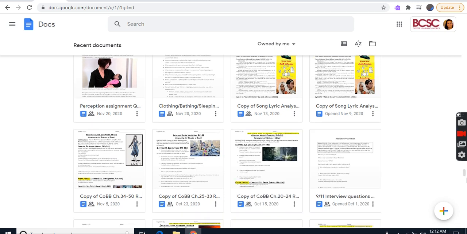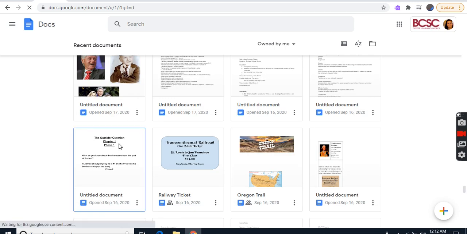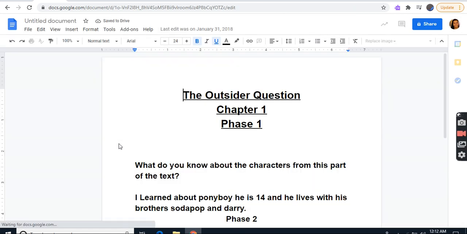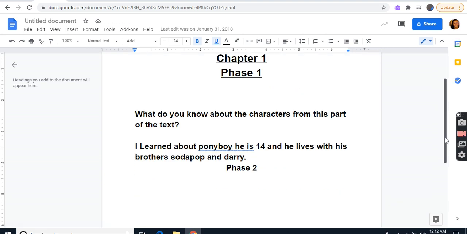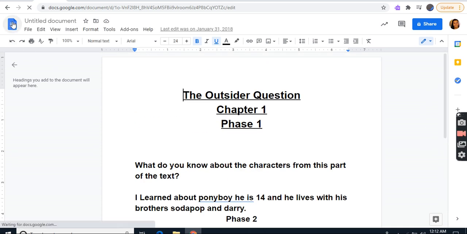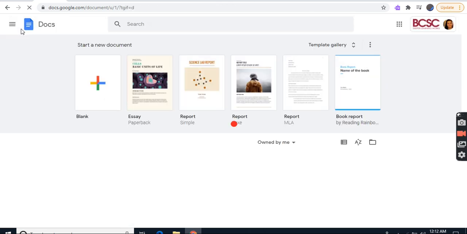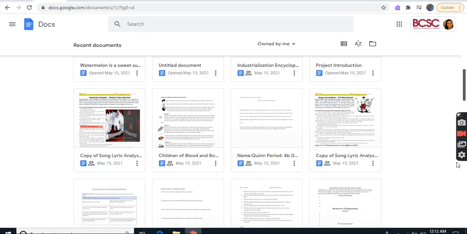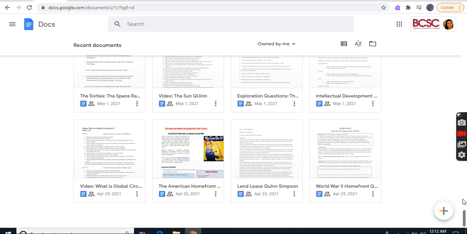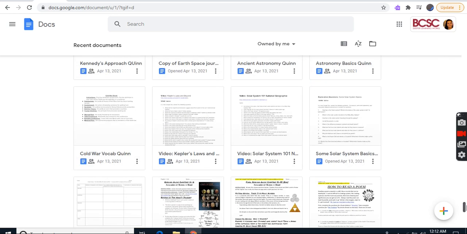Alright, let's do The Outsiders questions, chapter 1, phase 1. What do you know about these characters from this part of the text? I learned about Ponyboy. He is 14, just like I was, and he lives with his brothers Soda Pop and Darry. Phase 2, that I did not even put, because we did a lot of work for that English class, because I was trying to keep up, basically.